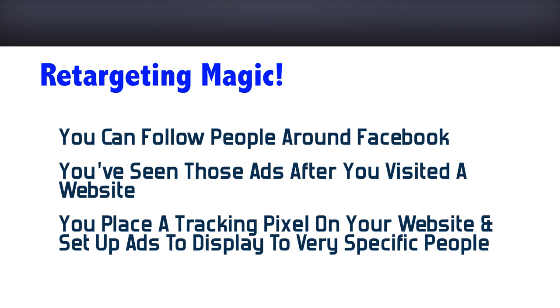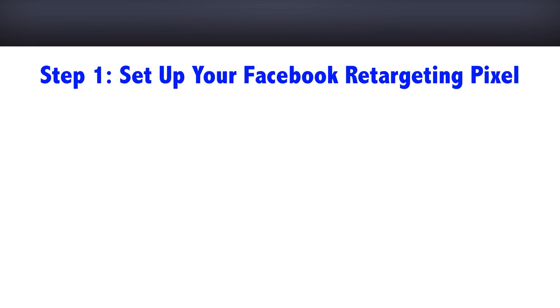I'm going to show you step by step in the next 5 steps how to do it. We're going to pop into my Facebook account and I'll show you step by step how we do everything. So we're going to set up retargeting on Facebook. The first step is to set up your Facebook retargeting pixel. This is the most important. What you need to do is collect visitors to whatever pages you want to collect.